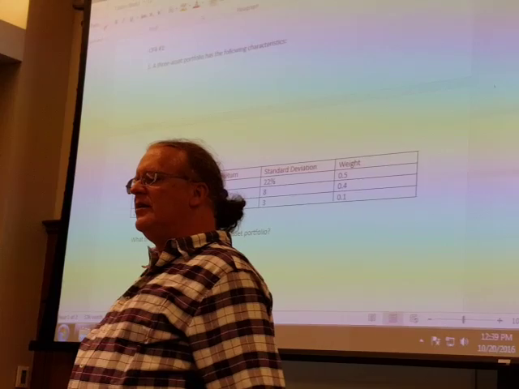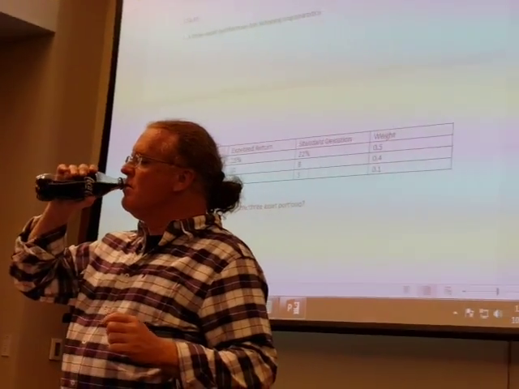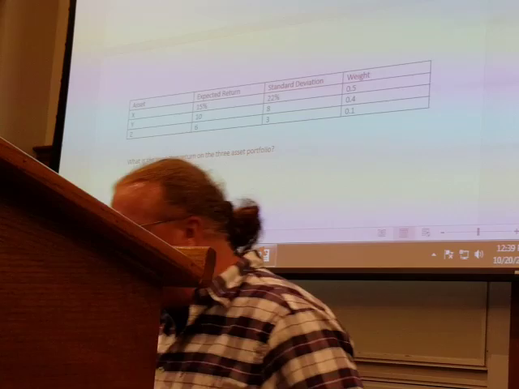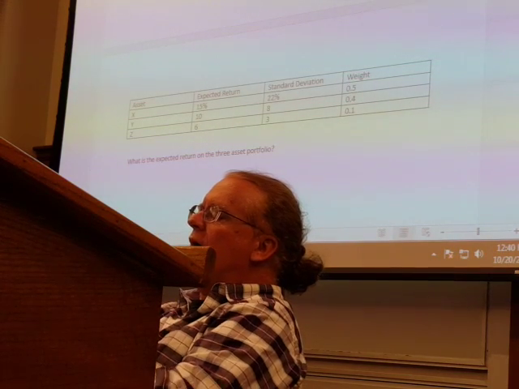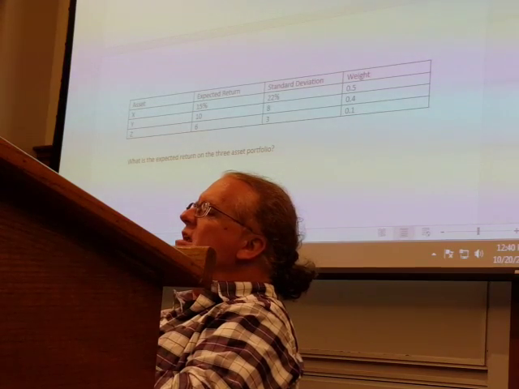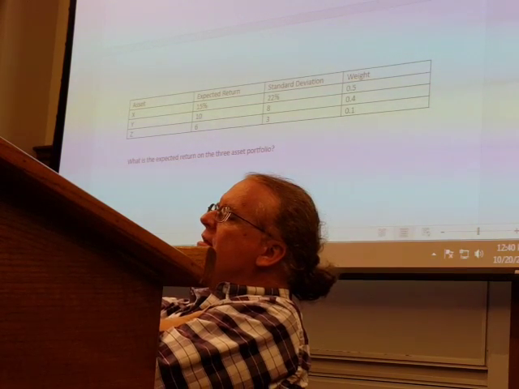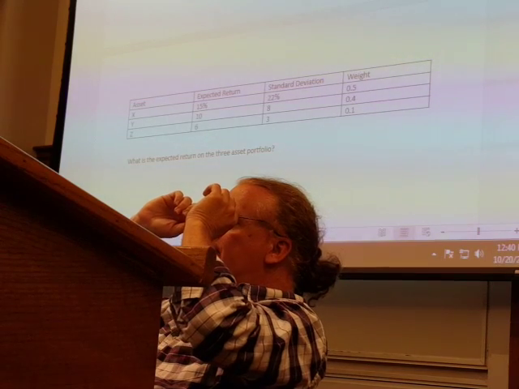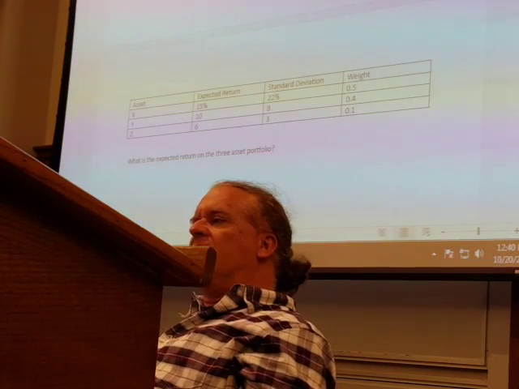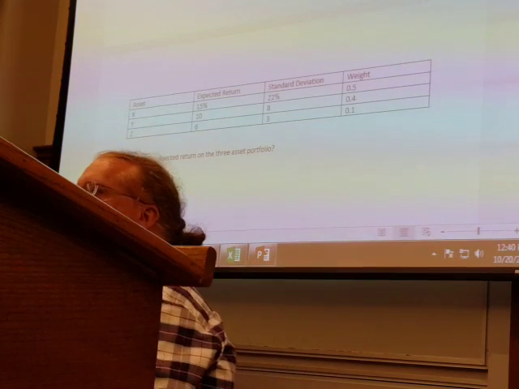Okay, CFA problem number 1. A 3-asset portfolio has the following characteristics. We have assets X, Y, and Z. We have the expected returns 15%, 10%, 6%. Standard deviations and weights. We have 0.5 in asset X, 0.4 in asset Y, 0.1 in asset Z. All we're asked to do is get the expected return on that 3-asset portfolio. Do we need the standard deviations? No, that's superfluous. Okay, so let's do this one.